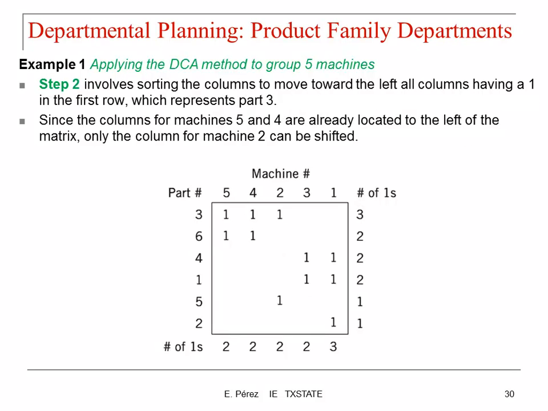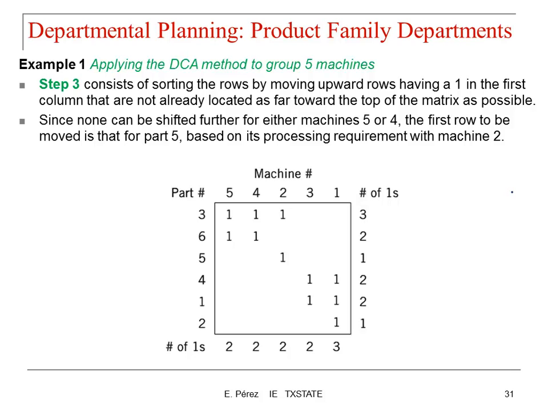So if we go back here, on the first one we have no other 1. On the second one we have no other 1. But on the third one we have this 1. So that's the one that we're going to move here. And then we move to the next row. Those are already at the top as they can go. Okay, so first we move all the ones to the left, then we move all the ones to the top. And as you can see now, we have a better grouping of those assignments. So that was step number 3.